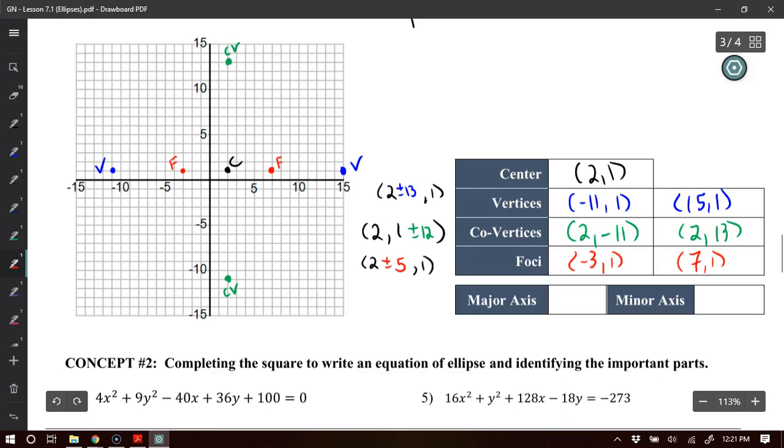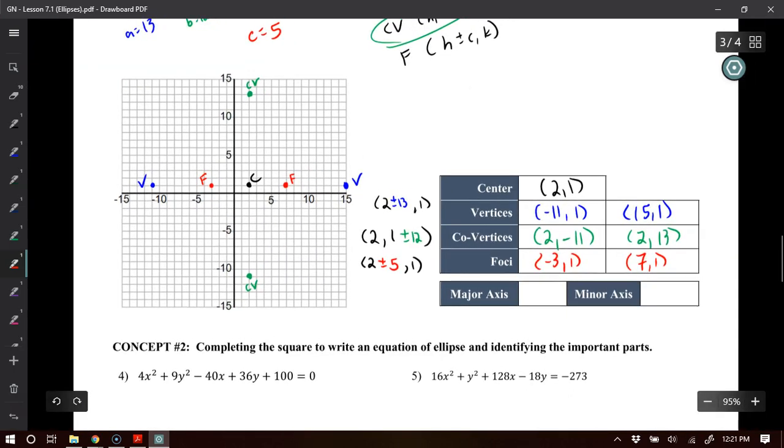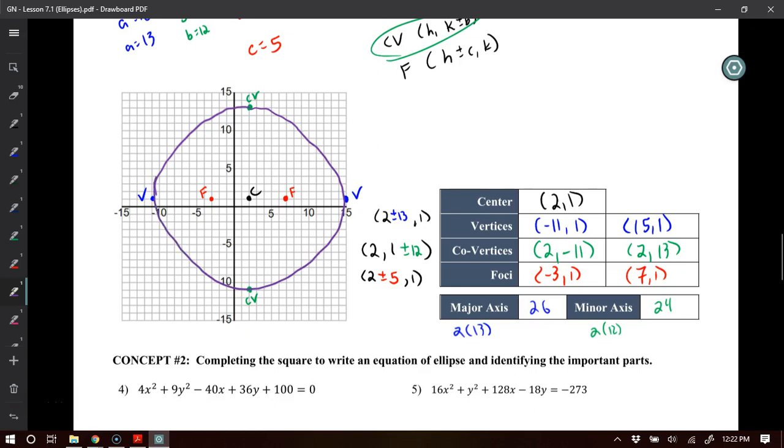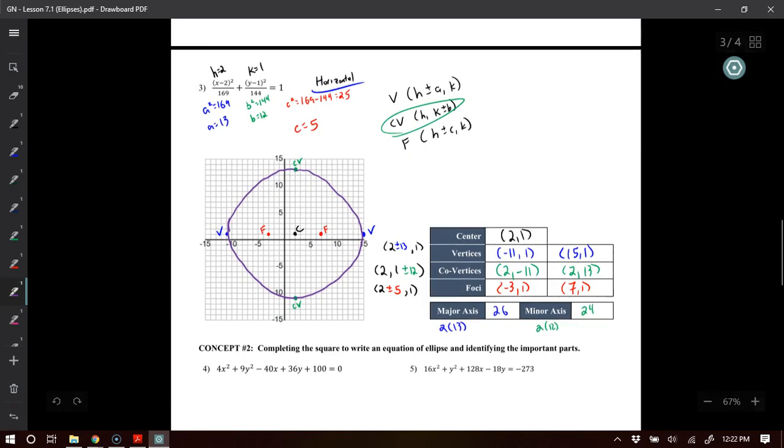Got them. So then we have our major axes. I can just take a look above. 2 times a, 2 times 13 is 26. My minor axis is twice b. So 2 times 12 is 24. And of course, don't forget to connect and sketch the curve on it. And so here is my ellipse. That's concept 1, identifying all the parts for it.